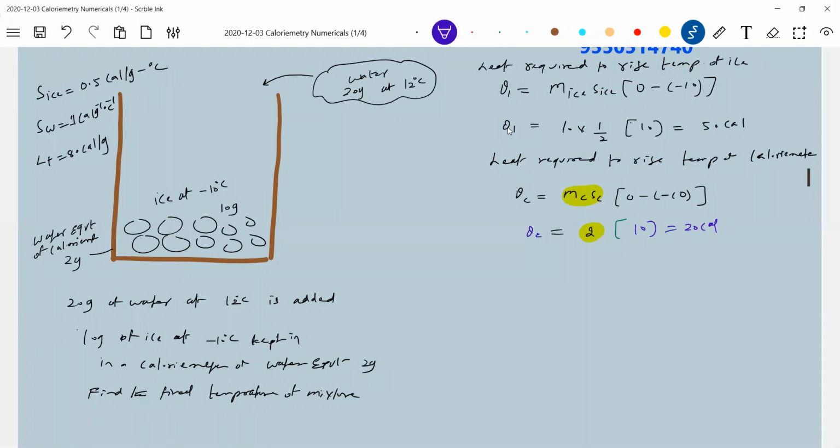So how much is needed in total? 70 calories. Who should provide this much heat? The water. If the temperature of water falls from 12 to 0 degrees Celsius, how much heat will be available? Specific heat of water is 1, so 20 into 12, 240 calories. But how much is needed? 70 calories. So what will happen to the remaining heat?